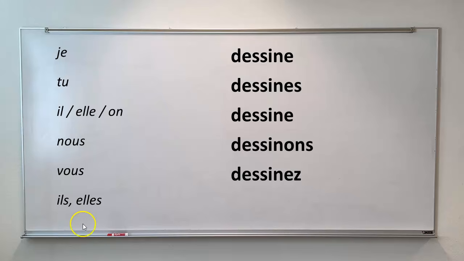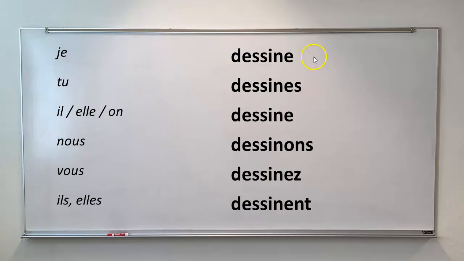And finally, ils, elles. We start with our root, and then we add the ending, ENT. So, ils dessinent. They draw, they do draw, they are drawing. Elles dessinent, same meaning. They draw, they do draw, they are drawing.